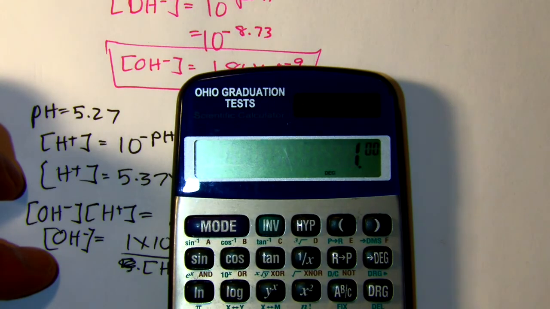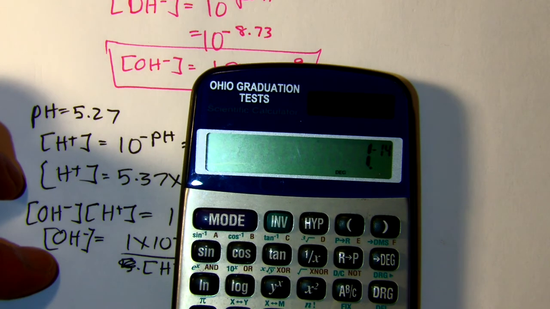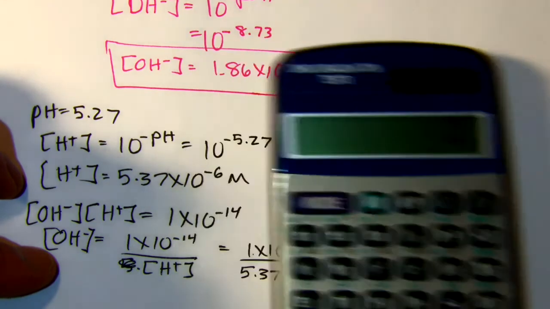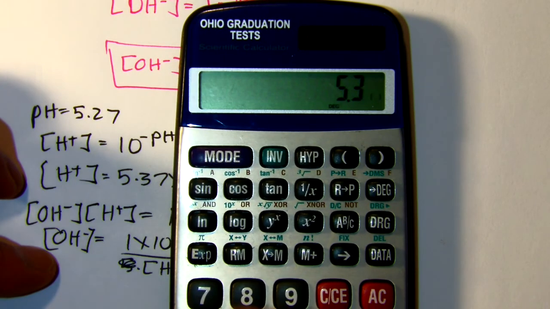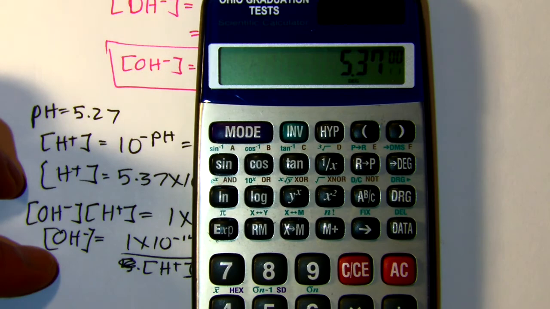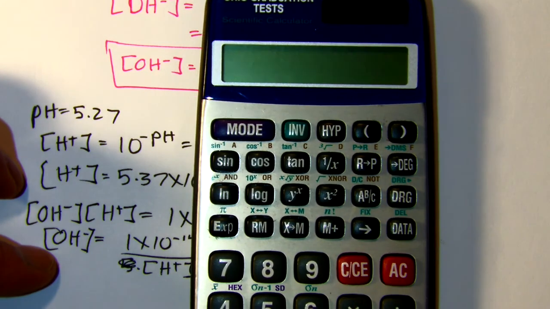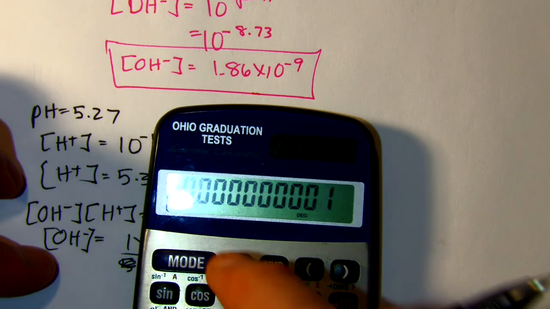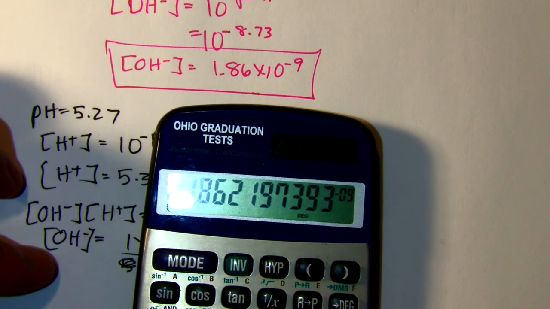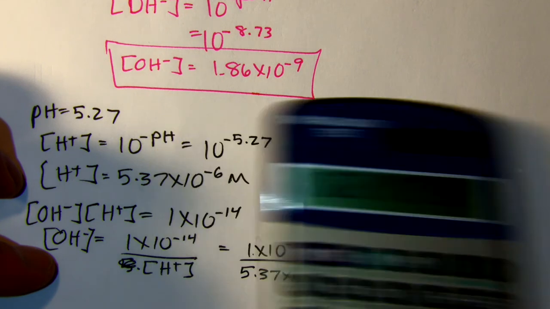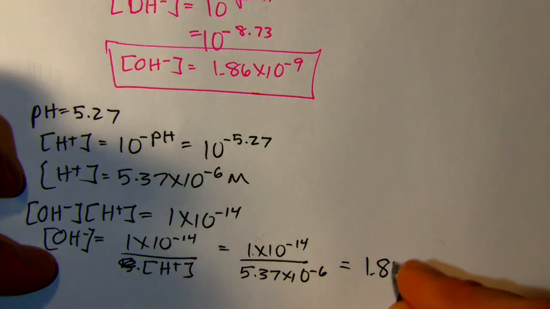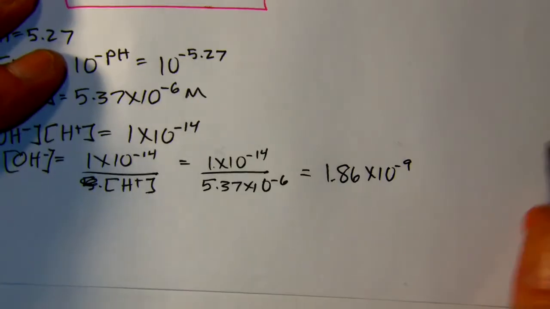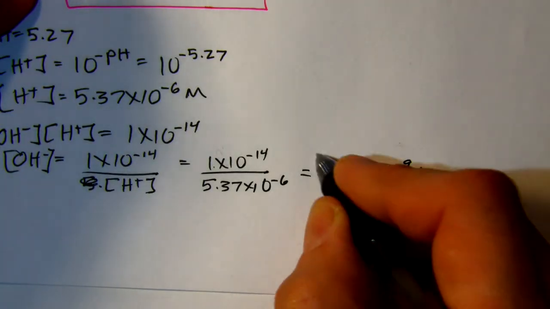1 exponent negative 14 divided by, I like to put quantity in there, I don't think you have to, 5.37 exponent negative 6, quantity closed. There's that crazy small number. And you get 1.862, just like we did before. 1.86 times 10 to the negative 9. And that's going to be your OH concentration.